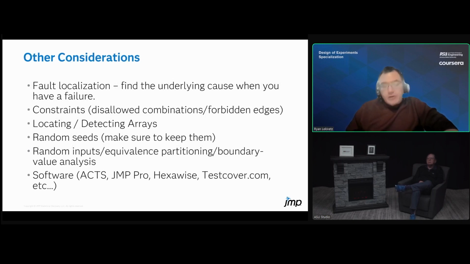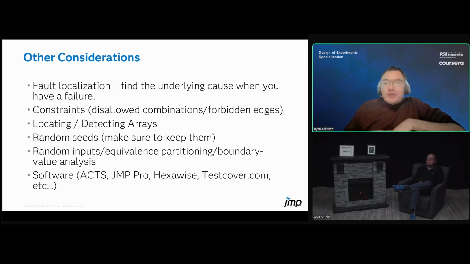Just some other considerations. One of the problems, because it is so cost efficient, is that the fault localization problem is actually quite difficult. When I do find a failure, finding that true underlying cause can be very difficult, and that's due to that cost efficiency. Then how do you go about figuring out which is the true cause? Because whenever you analyze it, it'll look like there are a lot of different potentials.